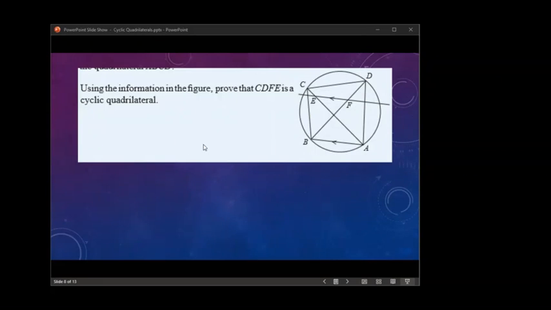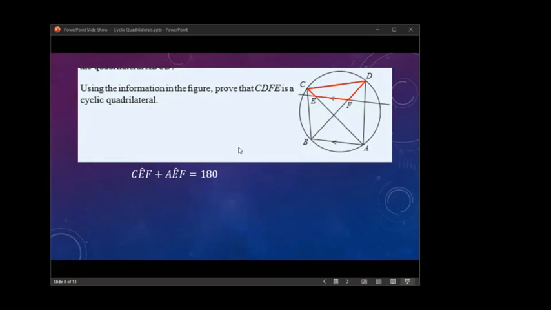So here we are asked to prove that CDFE is a cyclic quadrilateral. We can see that ABCD is a cyclic quadrilateral because those vertices lie on a circle, but we cannot see any circle around CDFE. So we are asked to prove that CDFE is a cyclic quadrilateral. So CDFE is this quadrilateral. So what we can do, I'll show you the steps.